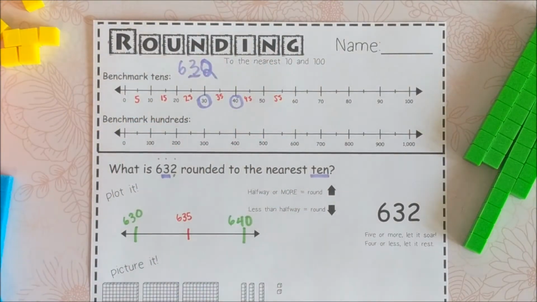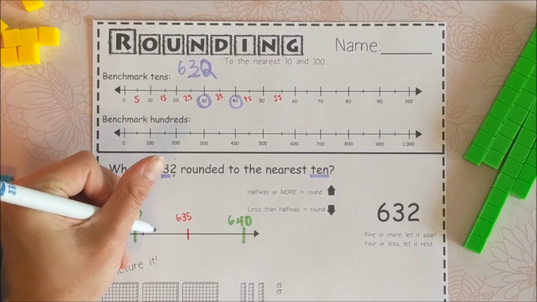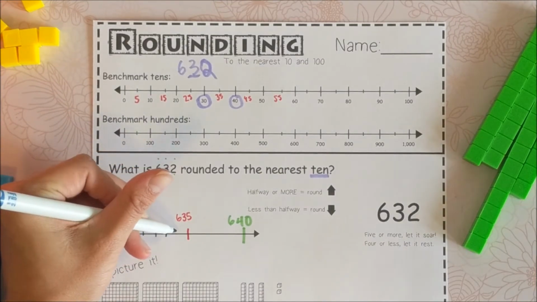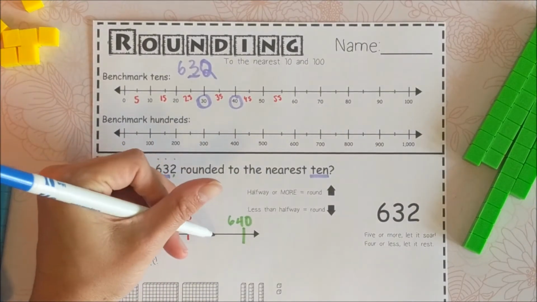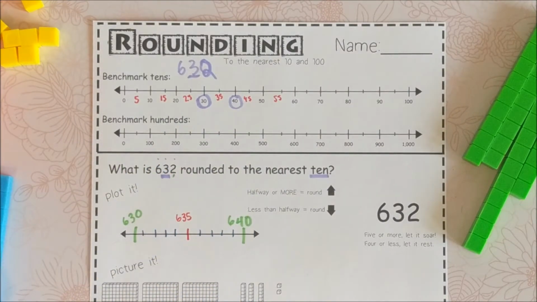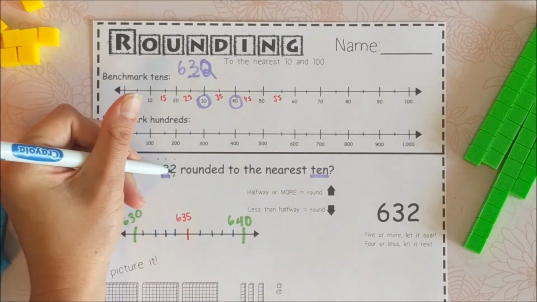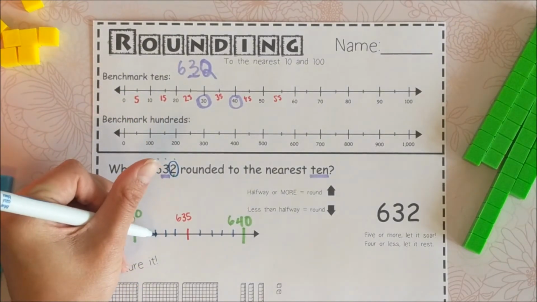That's our halfway point. Now, I'm going to mark the 1s on here. So that's 630, 631, 632, 633, 634, 635, 636, 637, 638, 639, 640. Now I want you to plot it. Our number is 632, so we're looking at this 2 here to help us. And it is right here.